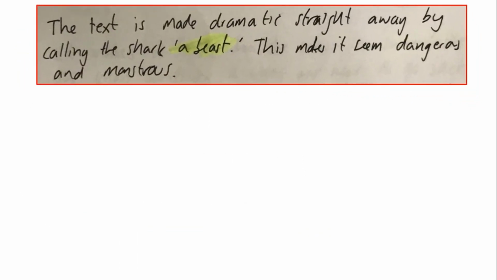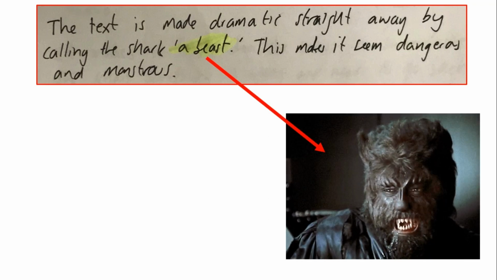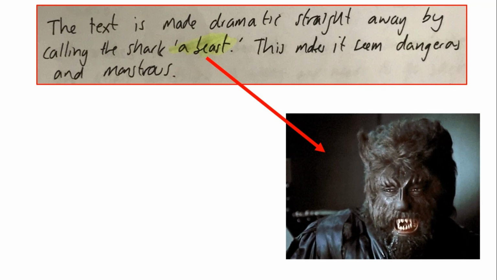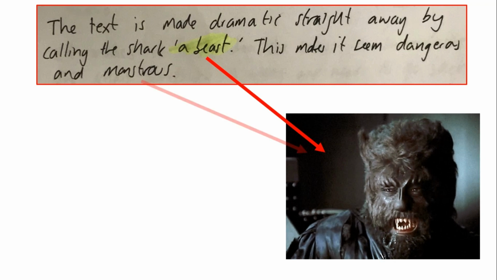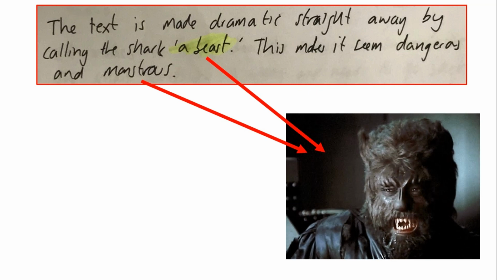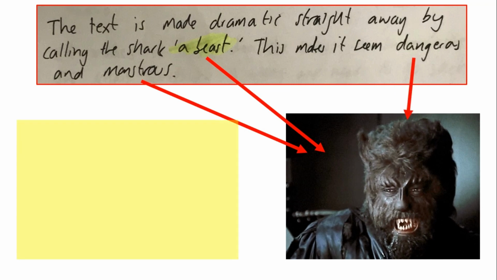So first one: "The text is made dramatic straight away by calling the shark a beast. This makes it dangerous and monstrous." What I've done is zoomed in on the word beast, and this is the image I'm getting. The writer, like I said, could have used the word fish, could have used the word shark. They've decided, or he, because his name's Peter Benchley, he's decided to use the word beast. What do we link with that? What are the connotations? Earlier on I said the connotations of thump were violence, aggression. Well, the connotations of beast are someone who's a monster, someone who's dangerous.